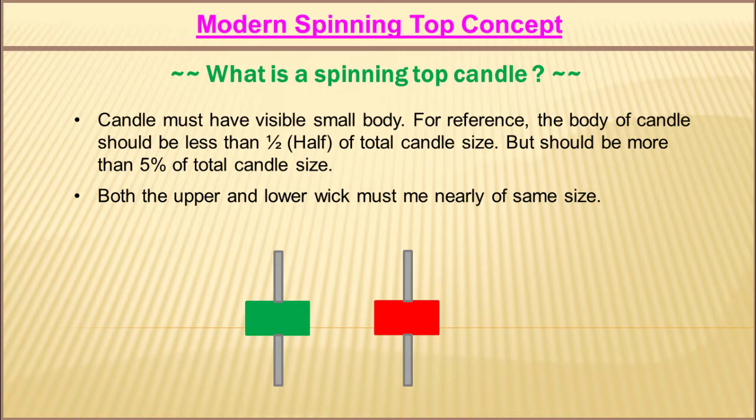The second point is that both the upper and lower wick must be nearly the same size. Here in this picture, you may see that the upper wick and the lower wick of the candle are nearly the same. The length of the upper wick must be similar to the length of the lower wick. It may not be that both wicks are absolutely the same size. There may be a minor difference, but more or less the size of both wicks must be equal to one another. And the third point is that candle color does not matter. The body color of the spinning top candle may be green or red. It does not matter because the color of the candle does not have any significance on the price action.